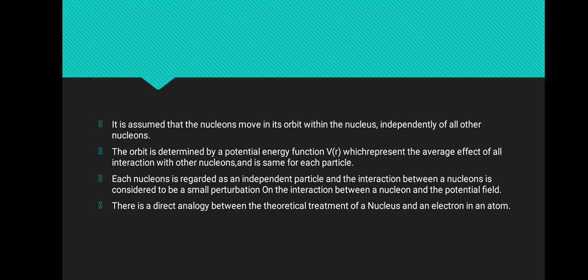Each nucleon is regarded as an independent particle and the interaction between nucleons is considered to be a small perturbation on the interaction between a nucleon and the potential field. So the nucleon is regarded as an independent particle and their interaction can be considered as a small perturbation. There is a direct analogy between the theoretical treatment of a nucleus and an electron in an atom.